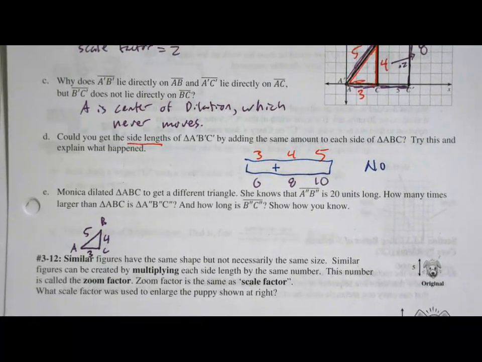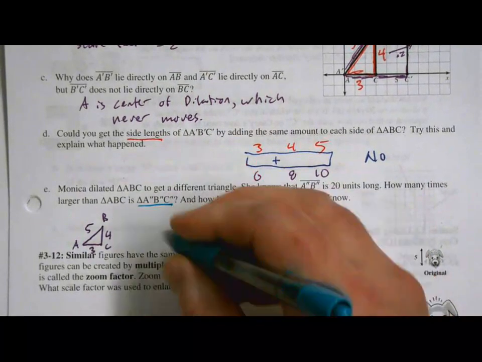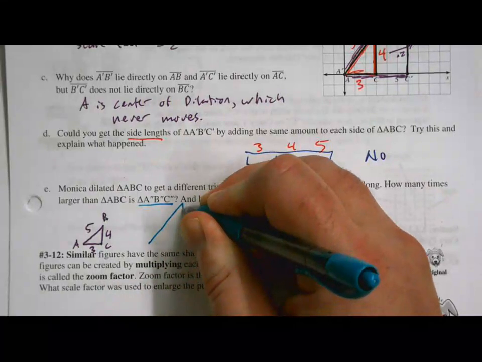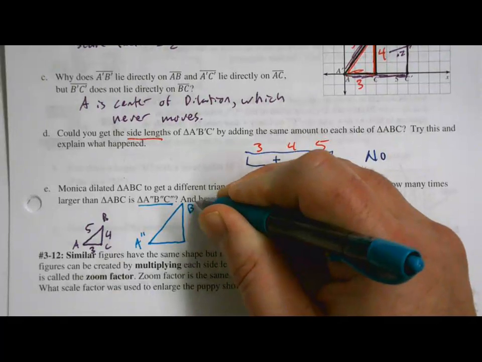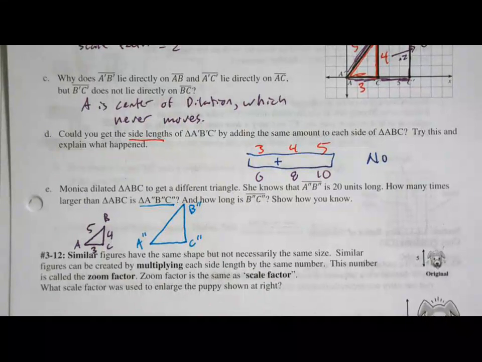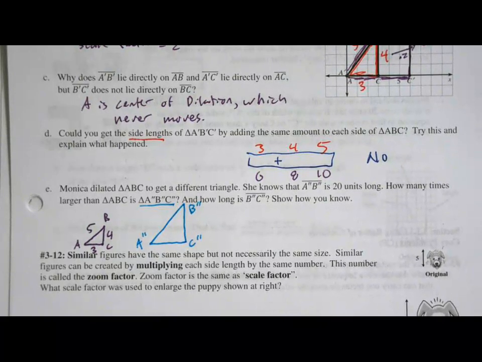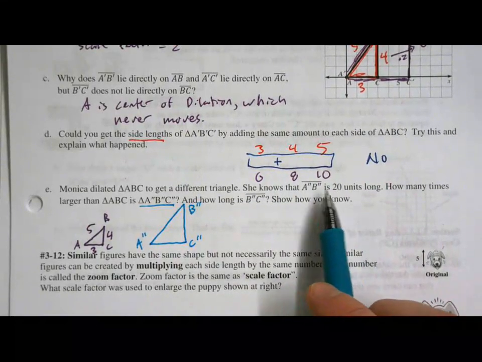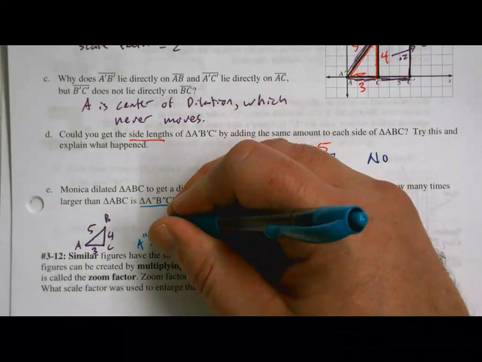They're telling us now that we've got a new triangle that we made. A double prime, B double prime, C double prime. So I'm going to draw a slightly bigger one. And they gave us that length of 20. Where's that 20 belong? That's between A and B, right? So that 20 should go here.